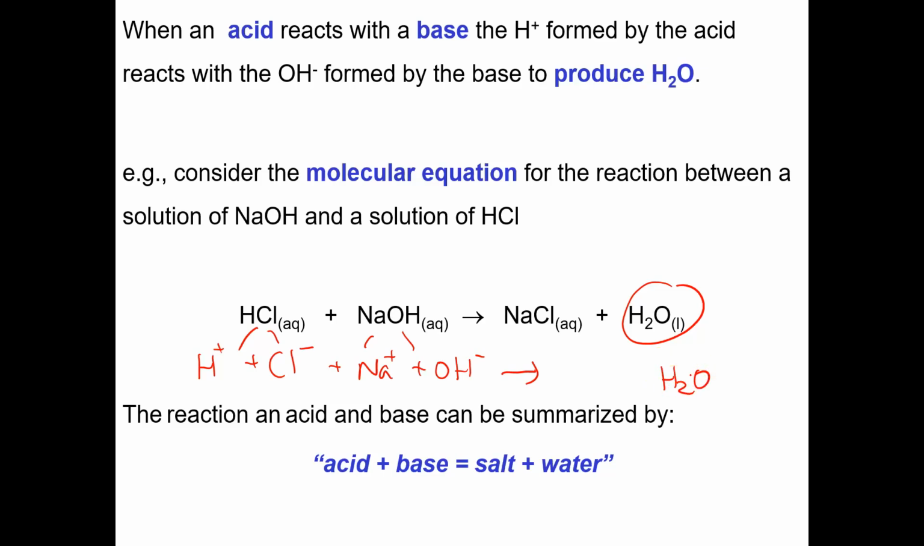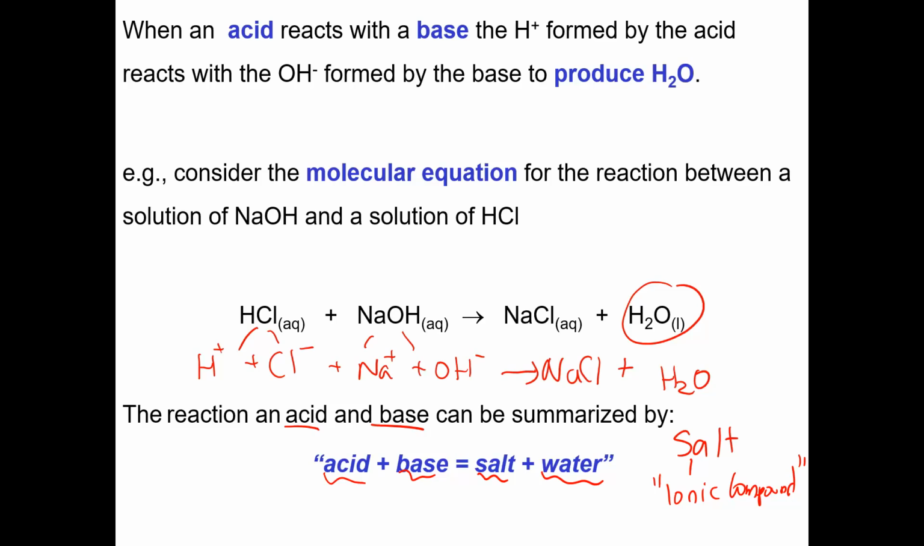And the cation formed by the base will combine with the anion formed by the acid to make an ionic compound. So the reaction of an acid with a base is often summarized by the expression acid plus base equals salt and water. And salt is just a synonym for ionic compound. So when an acid reacts with a base, we make an ionic compound and water.